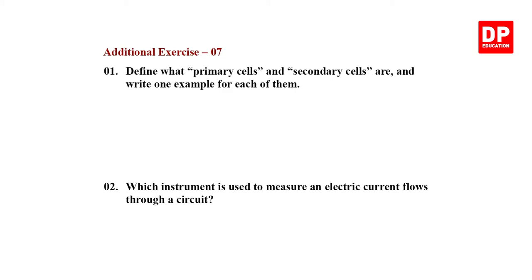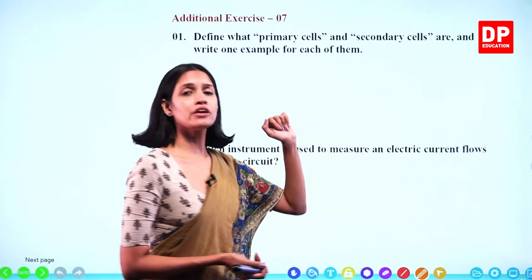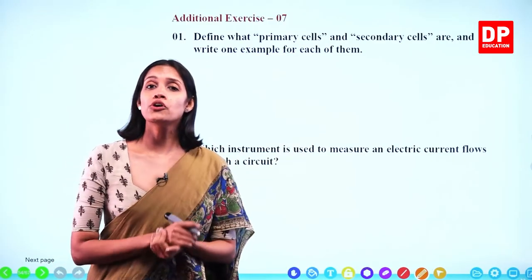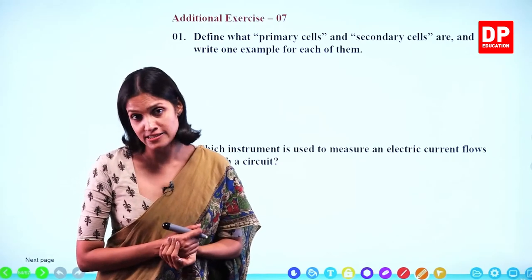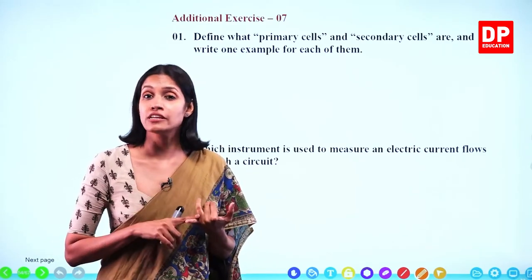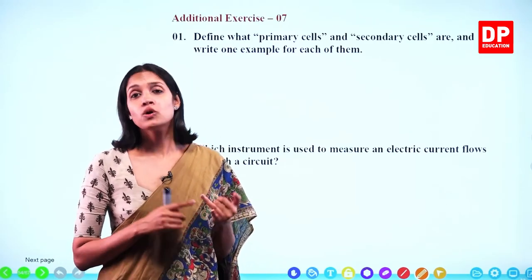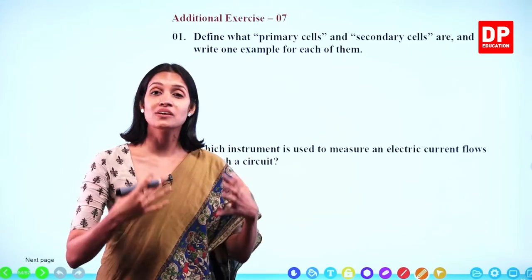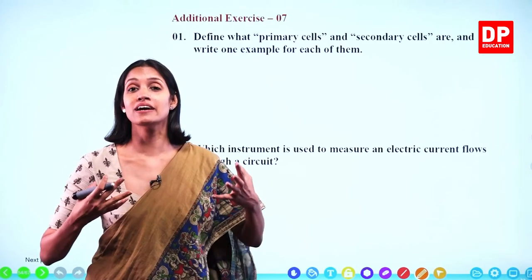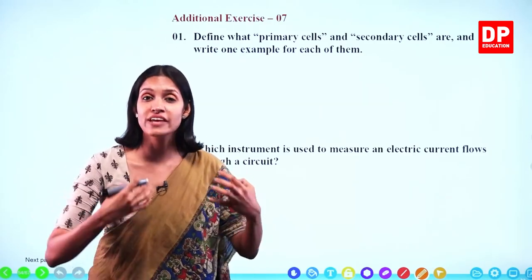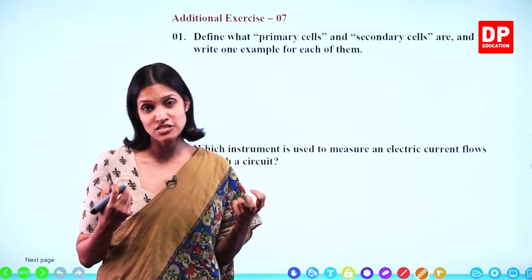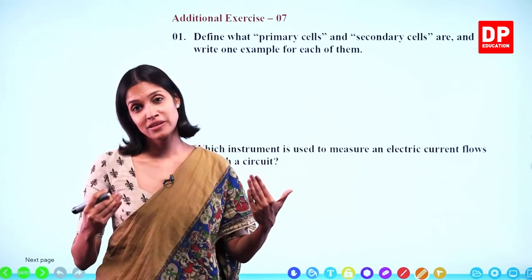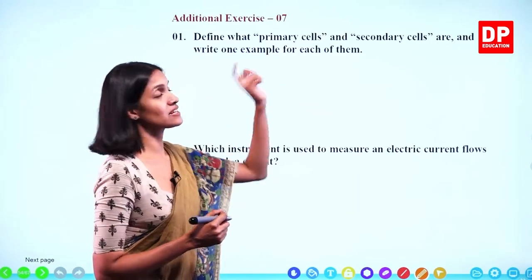Right, exercise number 7. Define what primary cells and secondary cells are and write one example for each of them. What is the meaning of primary and secondary cells, children? You all know that there are three main methods of generating electricity: using chemical cells, using dynamos, and using solar cells, right? When it comes to chemical cells, they can generate electricity because of the chemical reactions that take place. In those cells, there are chemical substances. Because of the reactions of these substances, electricity is generated. And there are two types of chemical cells. What are they? Primary and secondary cells.